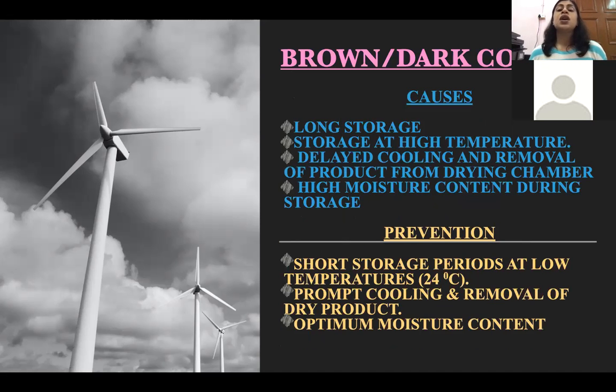So first comes brown and dark color. Now what are the causes? Long storage temperature. When the product is stored at higher temperatures for a long period of time, the protein and carbohydrates react with each other by the Maillard reaction, and browning happens. As a result, the product becomes darker. So this is the basic reason why browning and darkening occur.